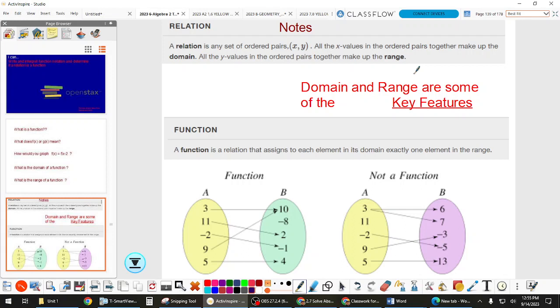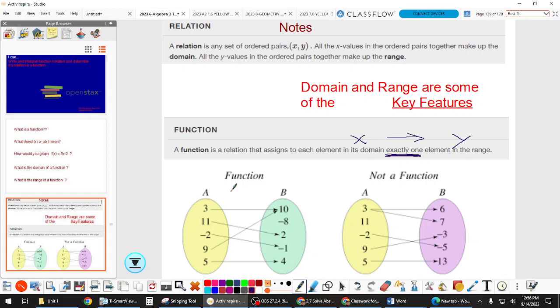So a function, we take that relation, and this is kind of a wordy definition, so let's pick out some of the key words. A relation that takes an element in its domain, so an x value, gives exactly one y value. Okay, exactly one output for each input. That makes it a function. Okay? What is the word function in everyday life? What does it mean?